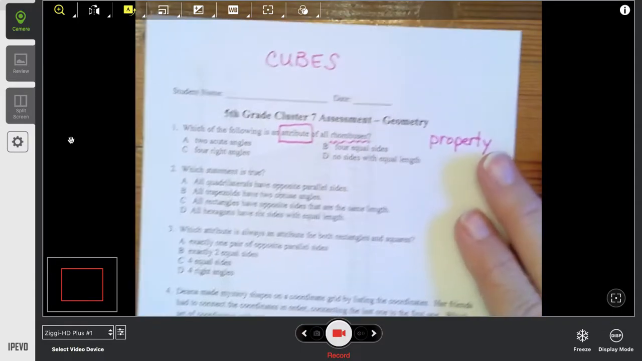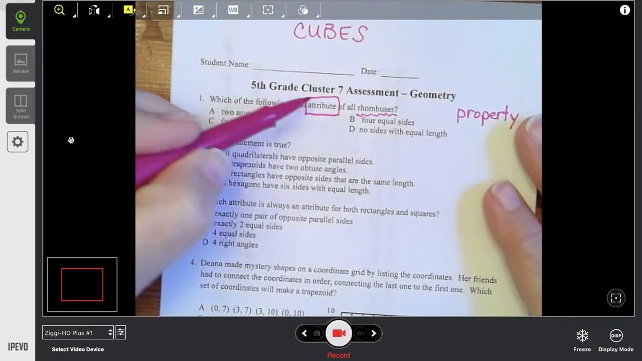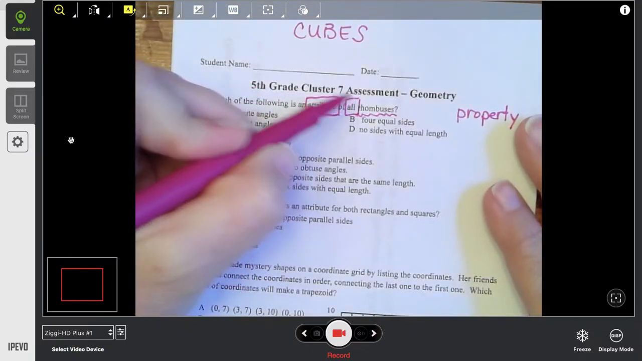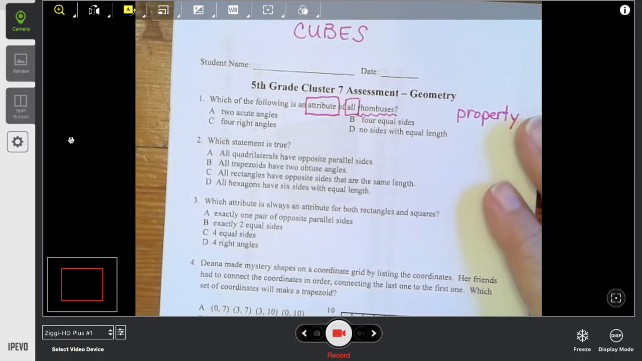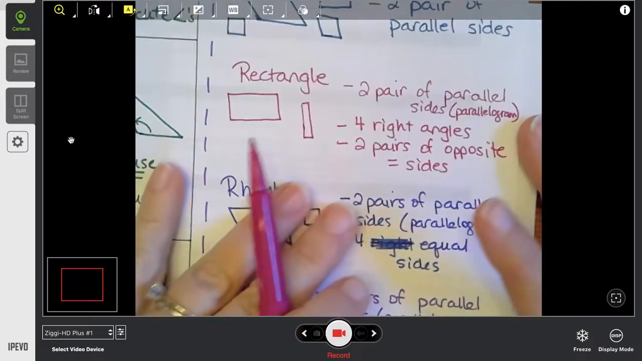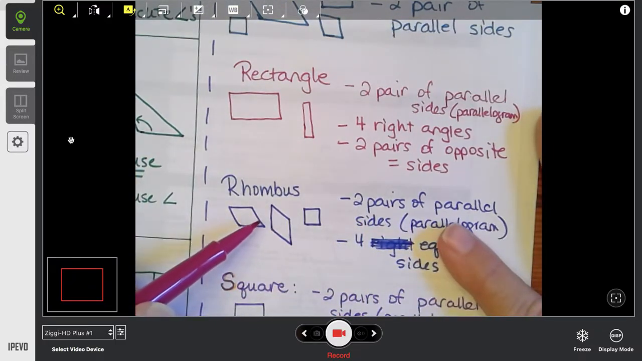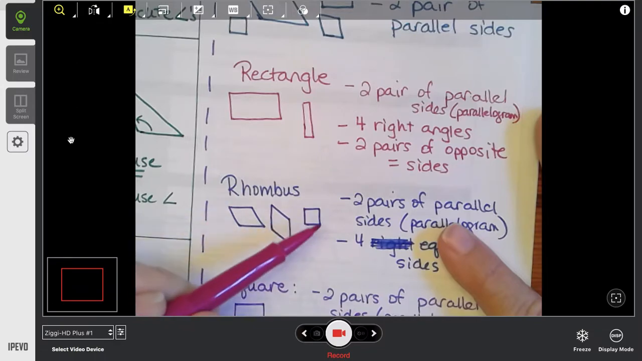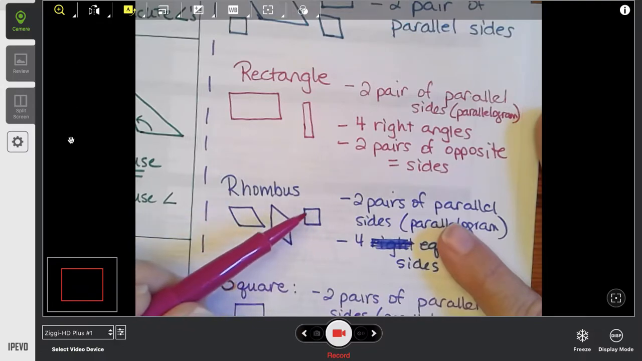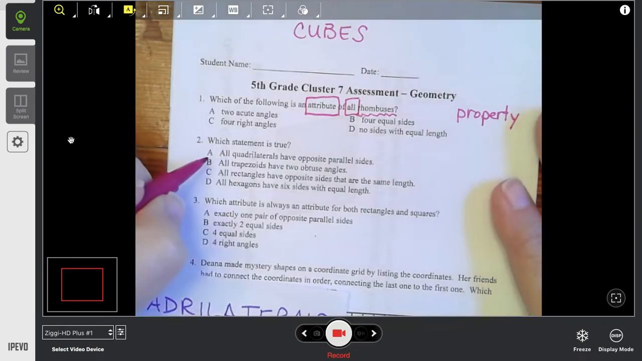All right, let's take a peek. Is a true attribute, and this is a word that's important, all, so all rhombuses have to follow this. Do all rhombuses have 2 acute angles? Well, this one does. Here's an acute angle, and here's an acute angle. This one does. But this square, which is a rhombus, does not. It has 4 right angles. So we can cancel that one out right away because it's not true.